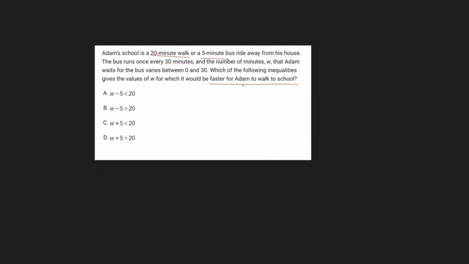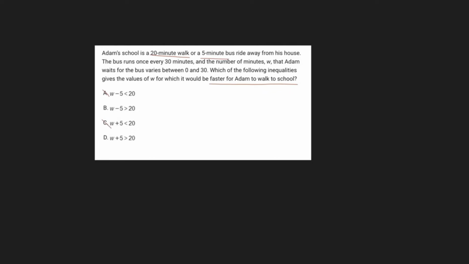So if we want the inequality that shows that it's faster for Adam to walk to school, that means that 20 minutes is going to have to be less than whatever's on the left side, because then that shows that it takes less time, right? So first off, we can eliminate two answer choices because these don't show that relationship. The first one is A, and then the second one is C, right? These show that 20 is greater than the left side, which we don't want. And now we're down to B or D.